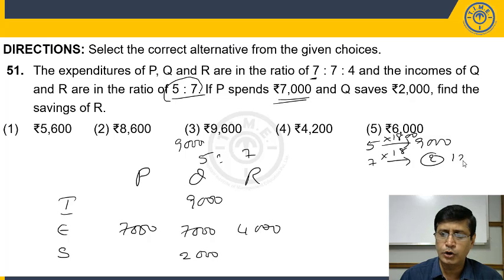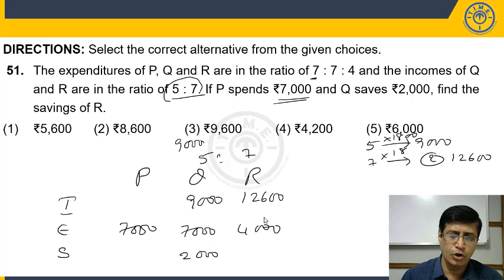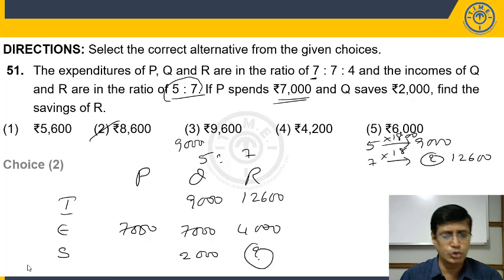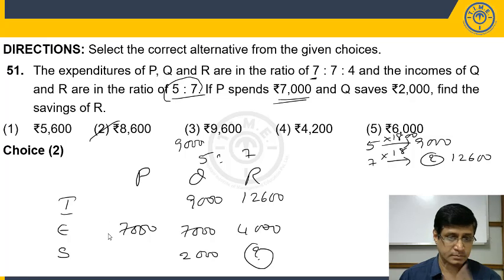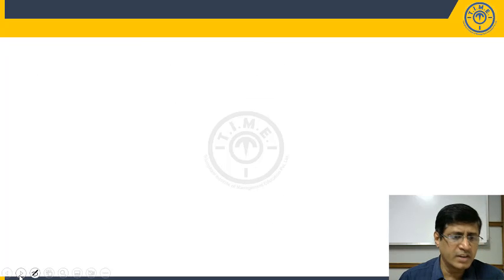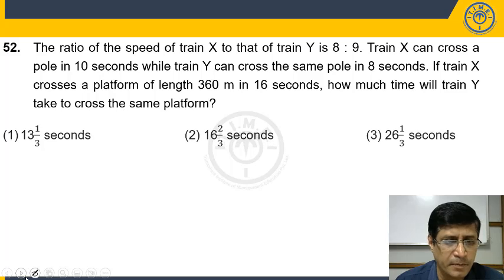It is 12600. So 12600 minus 4,000. The result is 8,600. Option number 2, the second choice, is the right answer. Now look at the next example on your screen.